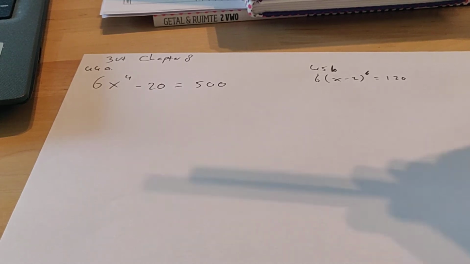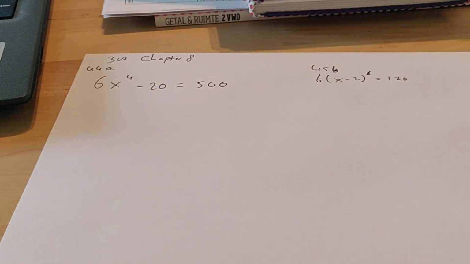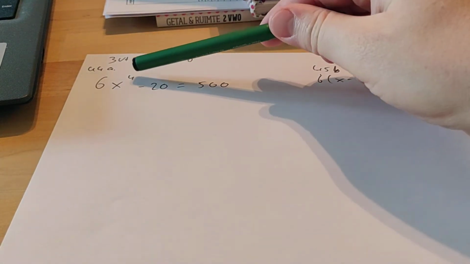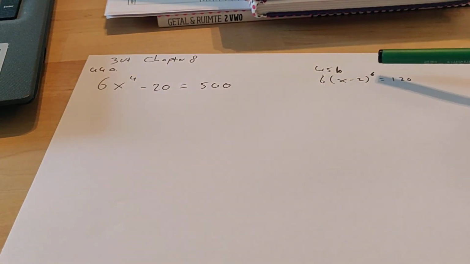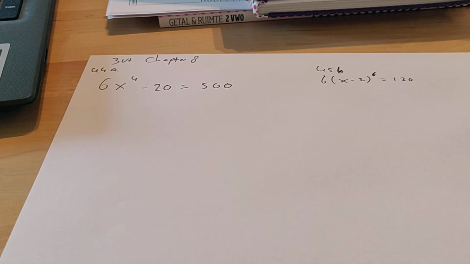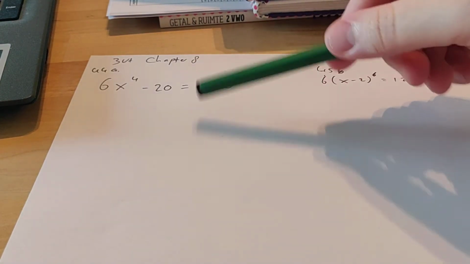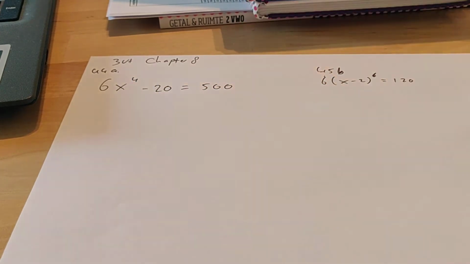Okay, so this is a video for 3VT chapter 8 about equations that have a higher power. So here's a 4 and here's a 6, so I'd like to explain something about that. If you want to solve this equation, then first you solve it like any other equation, so you don't really take a look at the 4 yet.